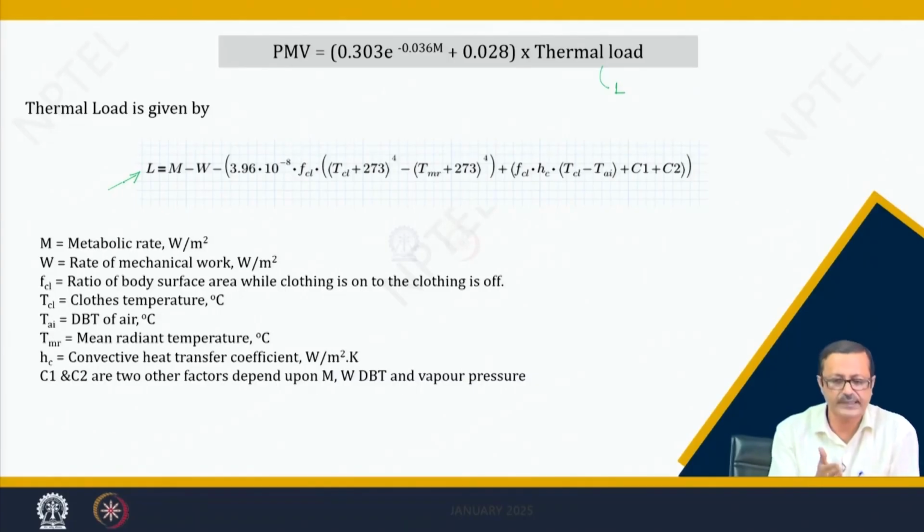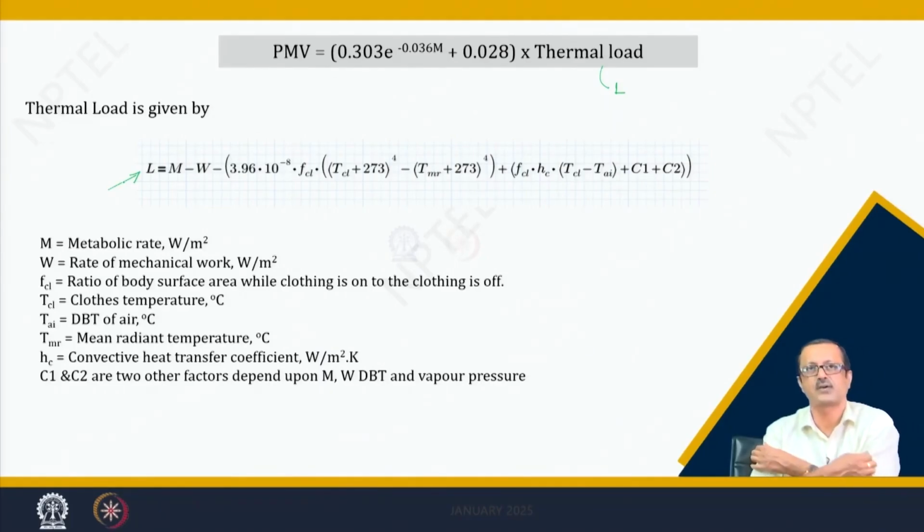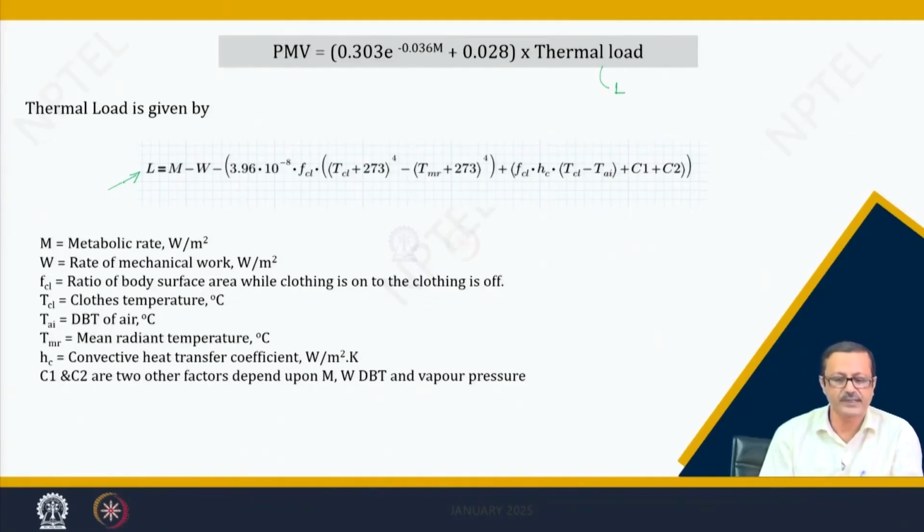This big equation takes care of your metabolic rate M, W the rate of mechanical work, and FCL, the ratio of body surface area while clothing is on to clothing is off, these two scenarios, how much is the body surface area. TCL is the clothes temperature, what is the temperature of the cloth. TMR is the mean radiant temperature. TAI is the DBT of the air.